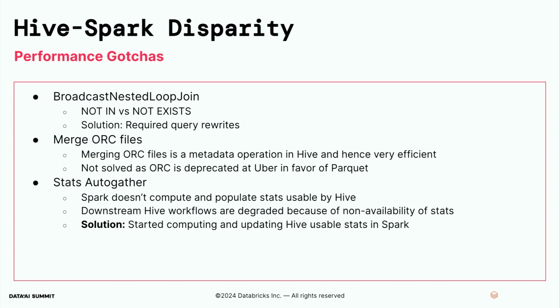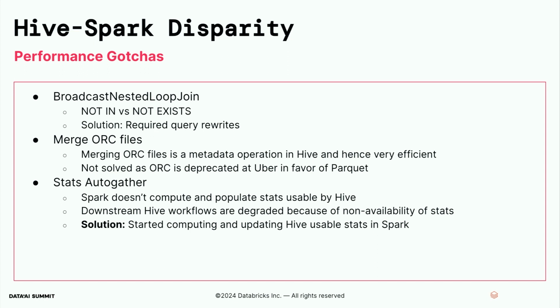In some scenarios, we also saw performance degradation. For example, if there was a not in or in the query, which translates to broadcast nested loop join in Spark's plan, these kinds of queries degraded. The only option here was to do a query rewrite and replace not in and in with not exists and exists.